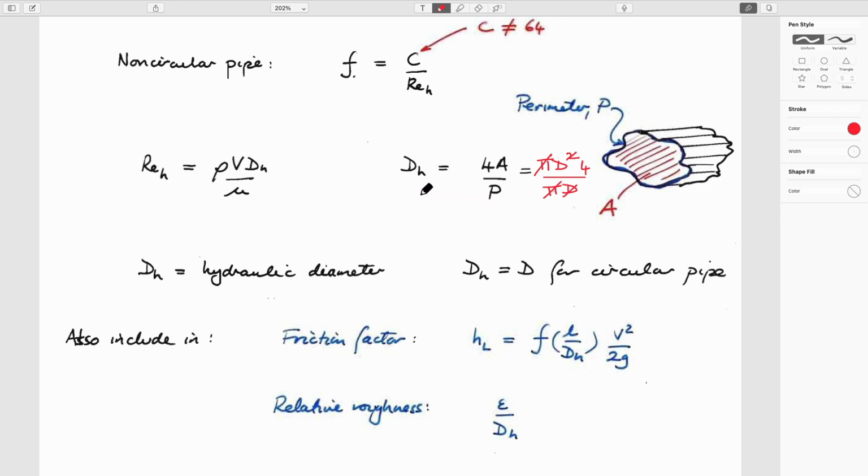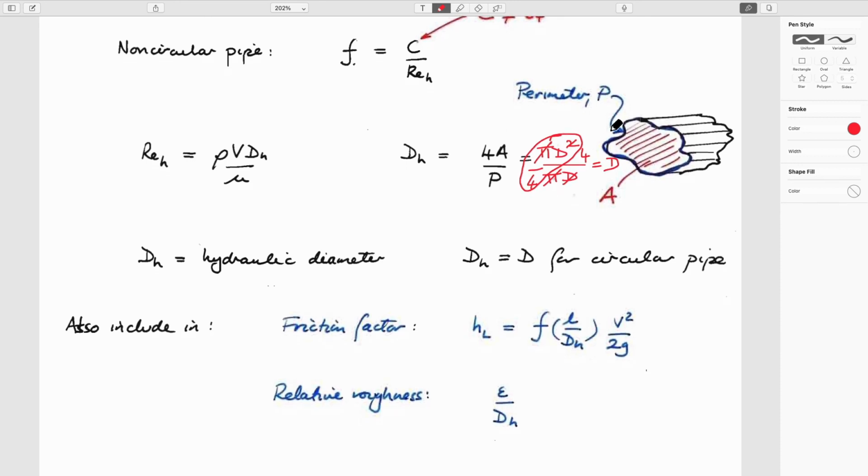Pi d squared upon 4 is the area. Pi d is the perimeter, multiplied by 4. You can see that the equivalent diameter for a circular pipe turns out to be the same as the diameter itself. And so if you have irregular sections, such as this rectangle, with the terminology we used for moments of area, b and a, the perimeter would be 2 times (a plus b), and the area would be ab. And so you could work out exactly the Reynolds number of that.